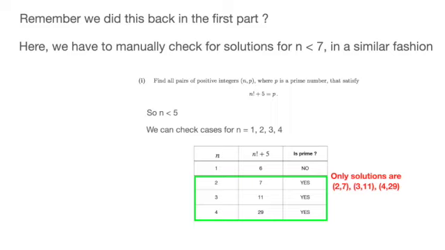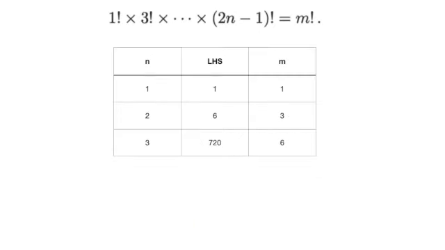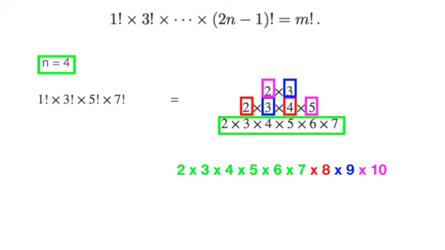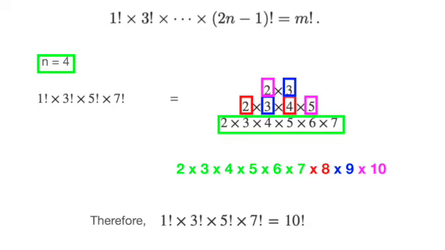Remember that in the first part of the question, once we concluded that no solutions exist for n greater than or equal to 5, we did check manually the cases n equals 1, 2, 3 and 4. The same logic comes into play here, so we have to check a few cases. The cases for n equals 1, 2, 3 are trivial, and we can find the required answers straight away. To see that n equals 4 works takes a bit more work and calculation, but we eventually see that it equals 10! by grouping factors.